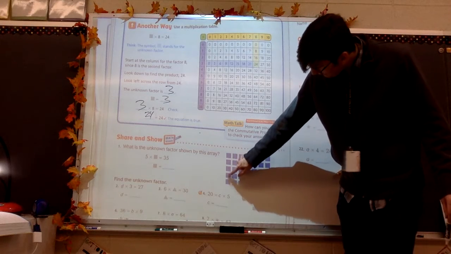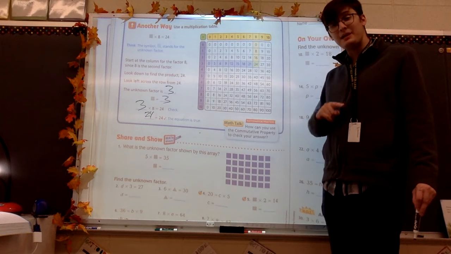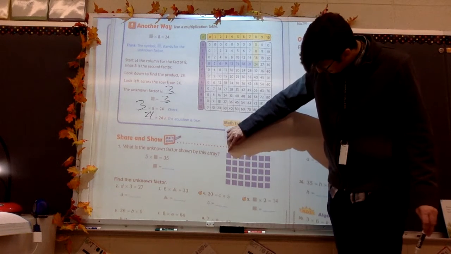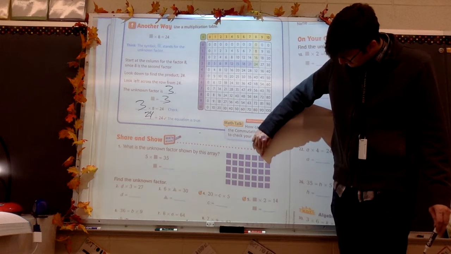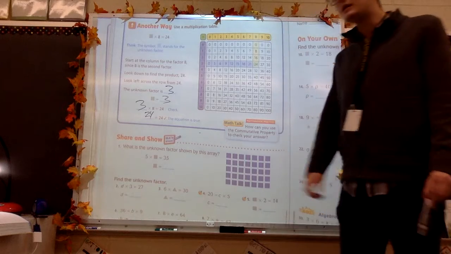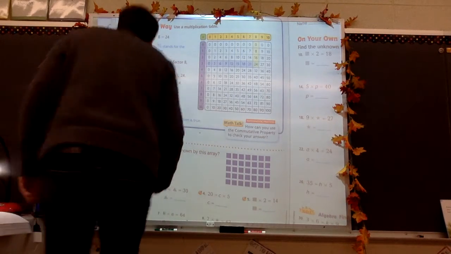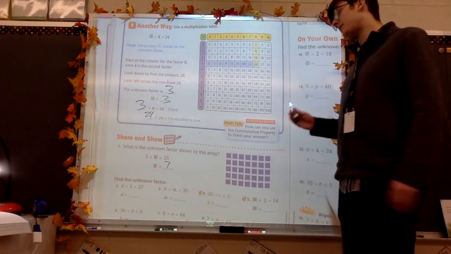1, 2, 3, 4, 5. There's one group of 5. So now I just need to count how many groups there are in total. There's one group, 2, 3, 4, 5, 6, 7. 7 groups in total. And since we already know there's 35 tiles there, we can just write down that 7 and say that the unknown factor is 7. So 5 times 7 equals 35.